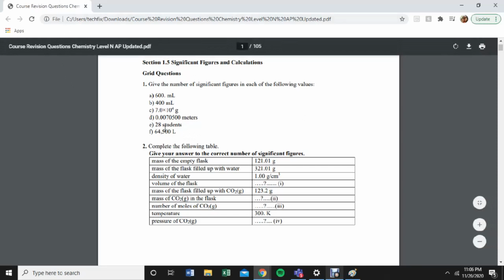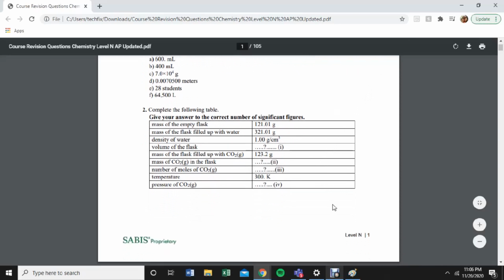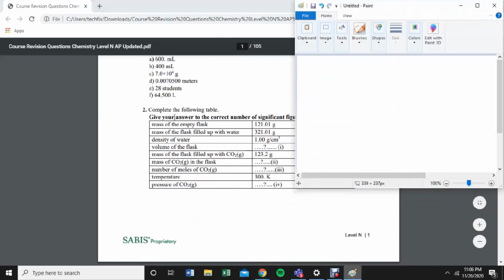For part F, okay, there are 2 zeros to the right, but there is no decimal point anywhere in the number. Okay, so part F is 3 significant figures. Now, for number 2, it's just calculations. So, they gave us the mass of the empty flask, mass of flask filled up with water, density of water, volume of the flask.